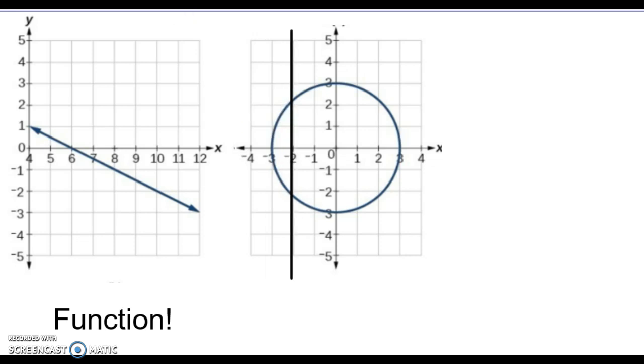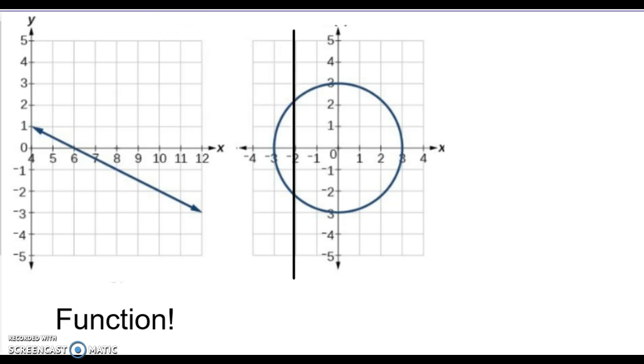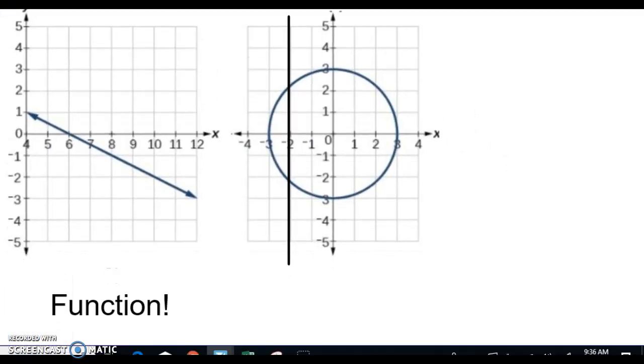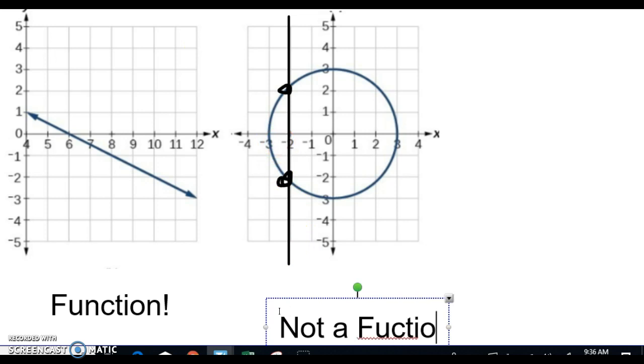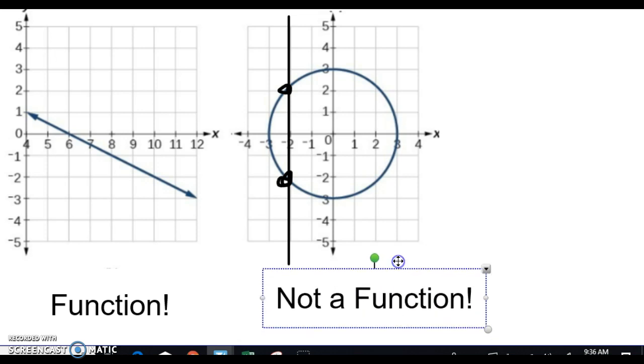Okay, I'm going to take the same vertical line. I'm going to go over to this graph. You see it's a circle. If I position my vertical line here, do you see how there are two intersection points on my graph? So let me see if I can work this. So one of my intersection points is right here. The other one is right here. What that tells me is that this is not a function.